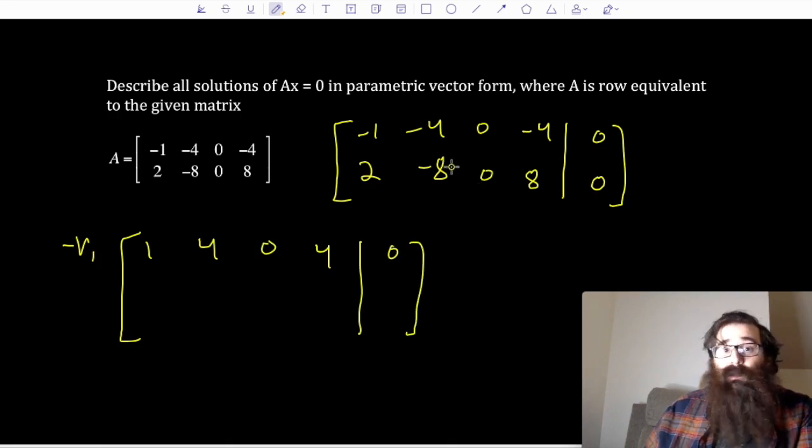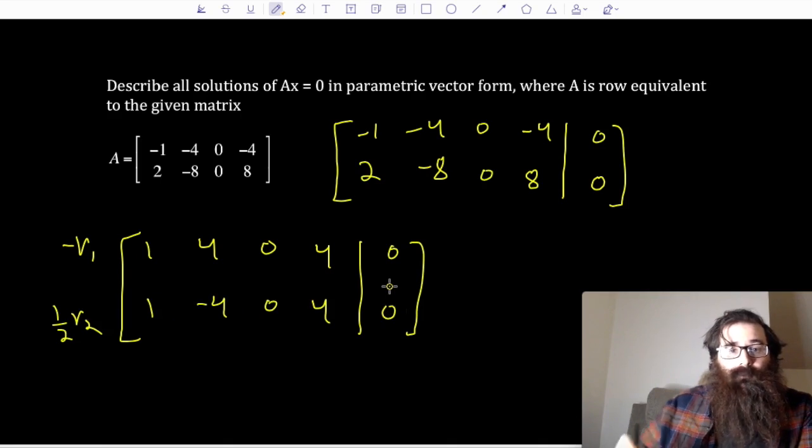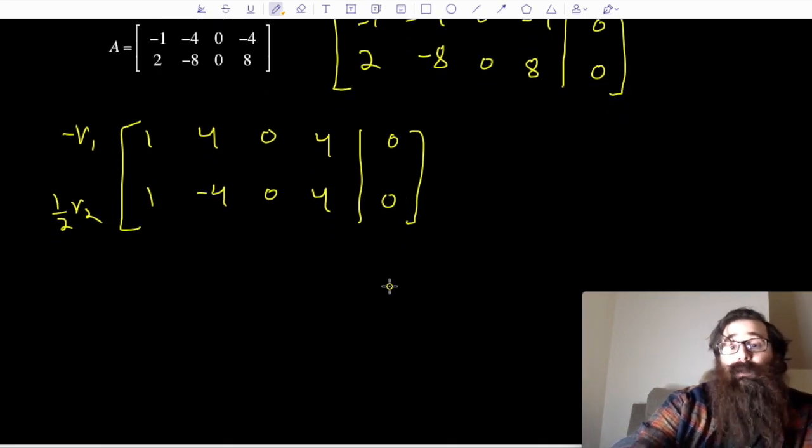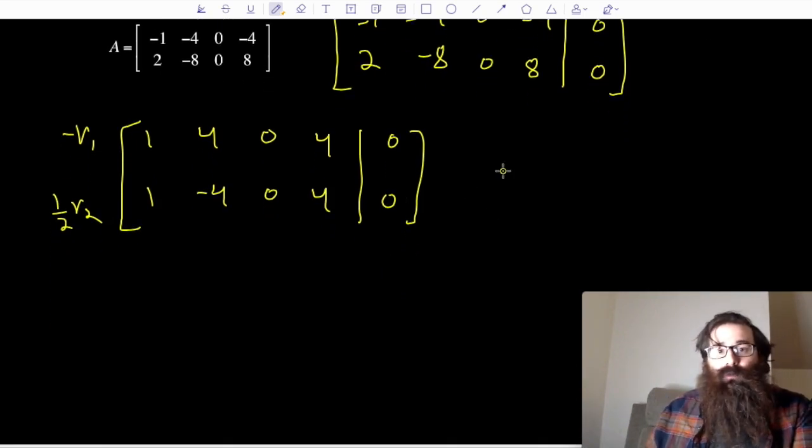Row 2, I'm going to cut everything in half. I'll do a 1/2 row 2. That's going to give me 1, negative 4, 0, 4 augmented with 0. They almost look identical, but now I can go ahead and row reduce a bit. I'm going to replace row 2 with row 2 minus row 1. See what that looks like.